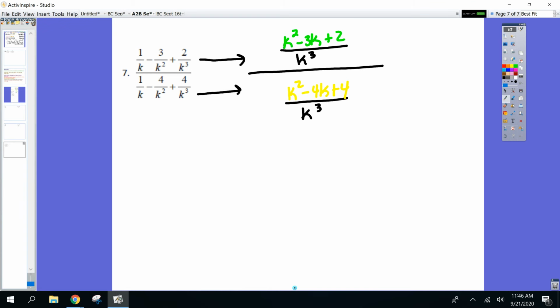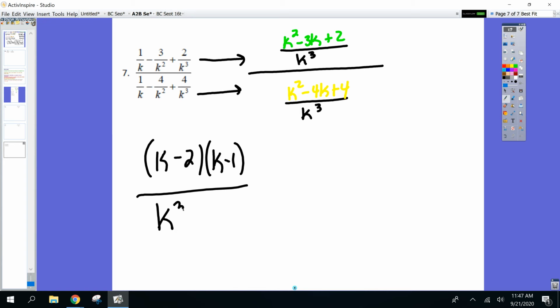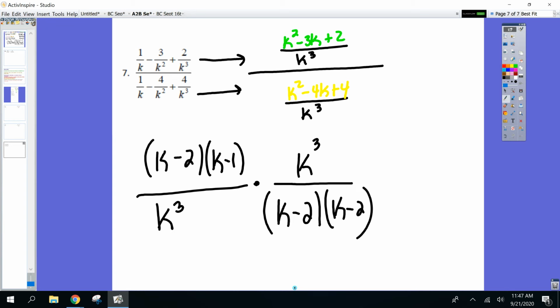Okay, that's what I'm getting when I make each one into a single fraction. So make sure we match there. And then I'm going to factor k minus 2, k minus 1. Multiply, flip. And I'm going to factor that yellow one into minus 2, minus 2. All right, so that's what everything looks like.